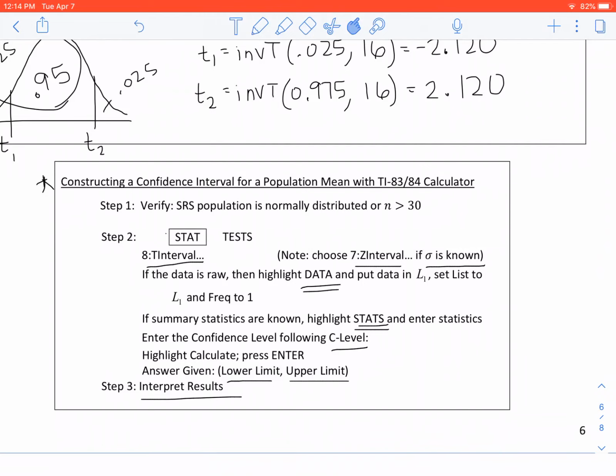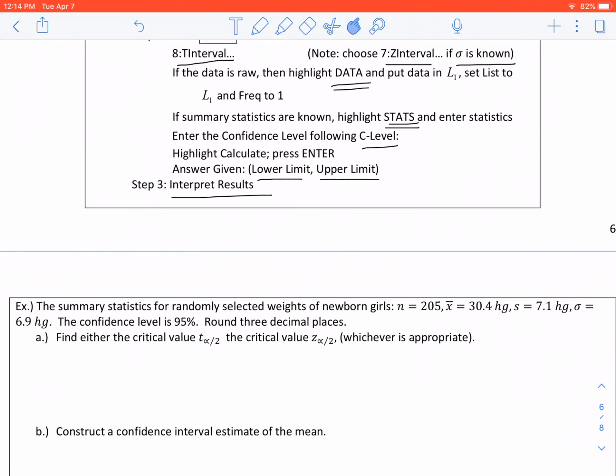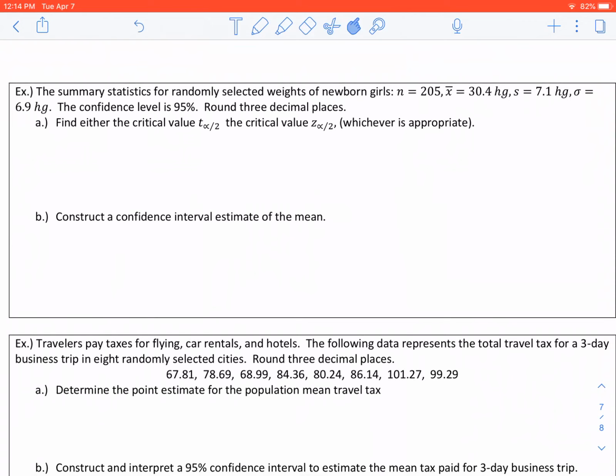So looking at the next page, on page 7, there is an example here that we're going to look at. It says the summary statistics for randomly selected weights of newborn girls: n is 205, X bar is 30.4 hectograms, S is 7.1 hectograms, and sigma is 6.9 hectograms. So it does tell us sigma in this problem. And so because it tells us sigma in the problem, we actually use a standard normal distribution, which is z.